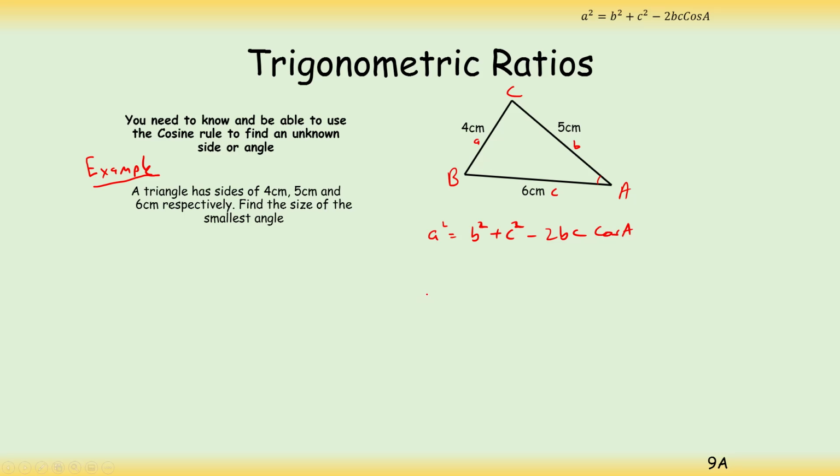So let's substitute what we know into this equation. a is 4, so 4 squared is equal to 5 squared plus 6 squared minus 2 times 5 times 6 cos of A. So we know everything but cos of A, so we can rewrite that in terms of cos of A. 2 times 5 times 6 is 30 times 2, so 60 cos A.